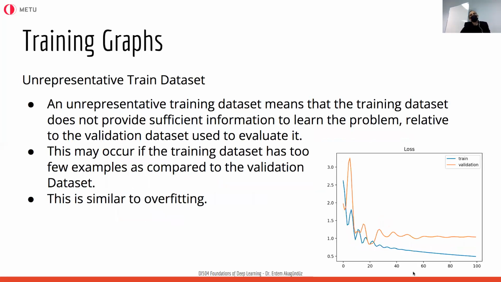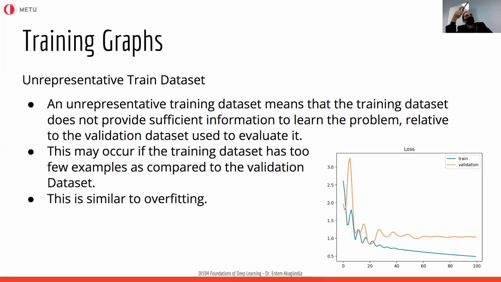We have more complex problems. We may encounter more complex problems when we look at the training graphs. One of them is the unrepresentative training sets. For example, you're trying to detect something, faces. If you do not have enough faces in your training set, it will be difficult for the network to learn. That's called an unrepresentative training set.